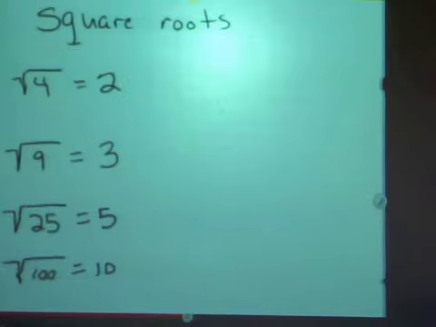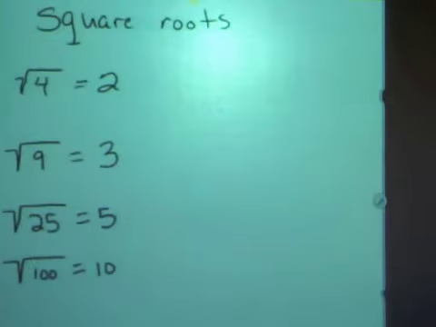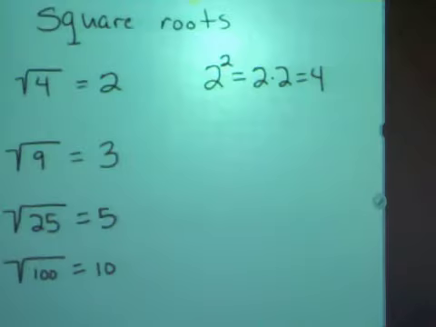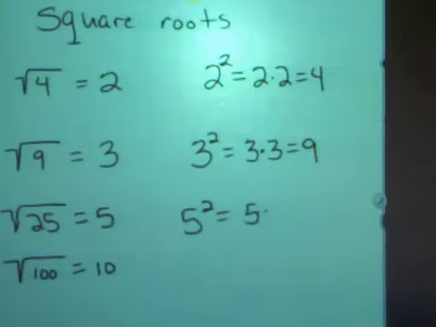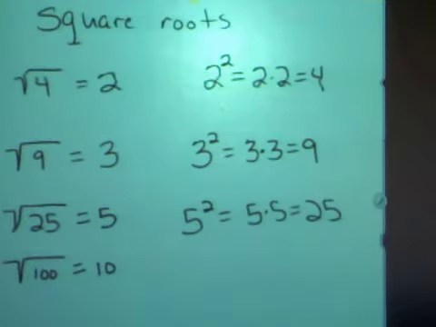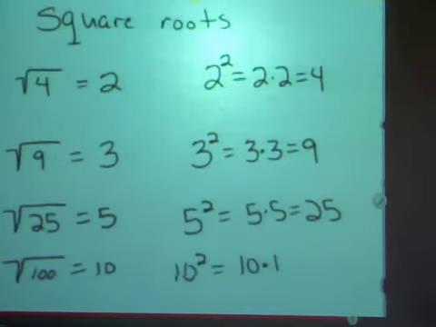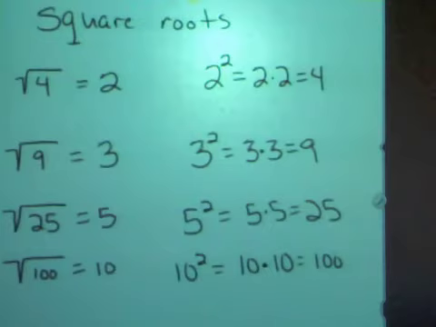So you'll notice that square roots are the opposite of exponents. If I have 2 to the second power, that means 2 times 2, or 4, undoes, if you will, the square root. Okay, in this case, it is 3 squared, or 3 times 3 equals 9. Down here we have 5 squared, or 5 times 5 equals 25. And down here, 10 squared, because 10 times 10 equals 100.